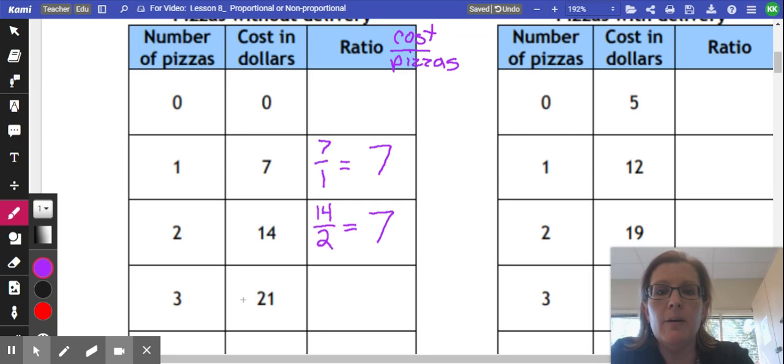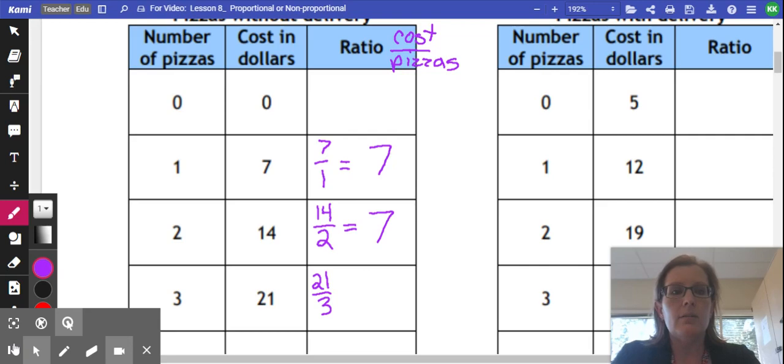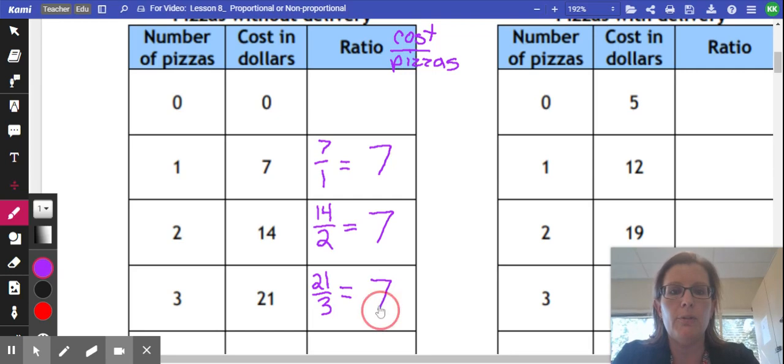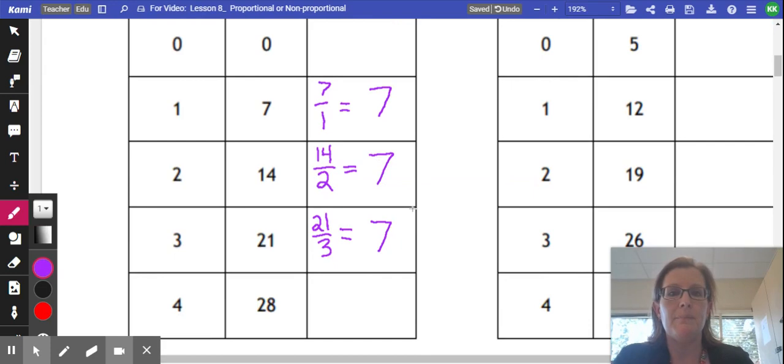Then our next number is 3 pizzas for $21. So my ratio is 21/3, which also simplifies to 7 because 21 divided by 3 is 7. And last, I have 4 and 28. So it's cost over pizzas. So I do 28/4, and 28/4 will also simplify to 7.